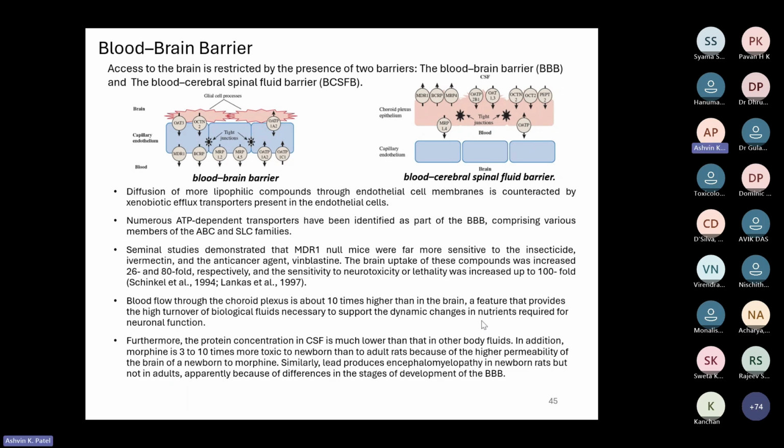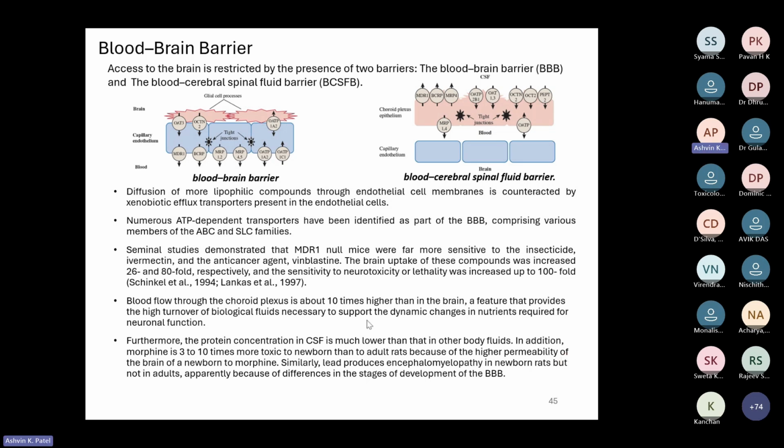The blood flow through the choroid plexus is about 10 times higher than in the brain. This feature provides the high turnover of the biological fluid necessary to support the dynamic change in the nutrients required for neuronal functions. Furthermore, the protein concentration in the CSF is much lower than that of the other body fluids.